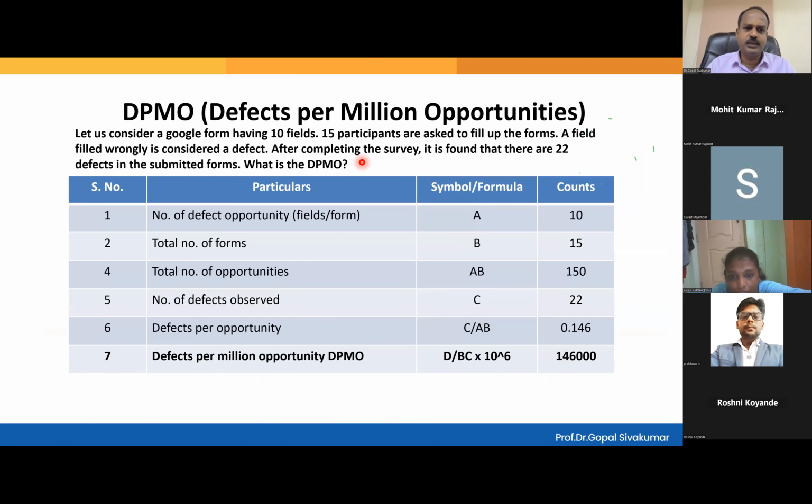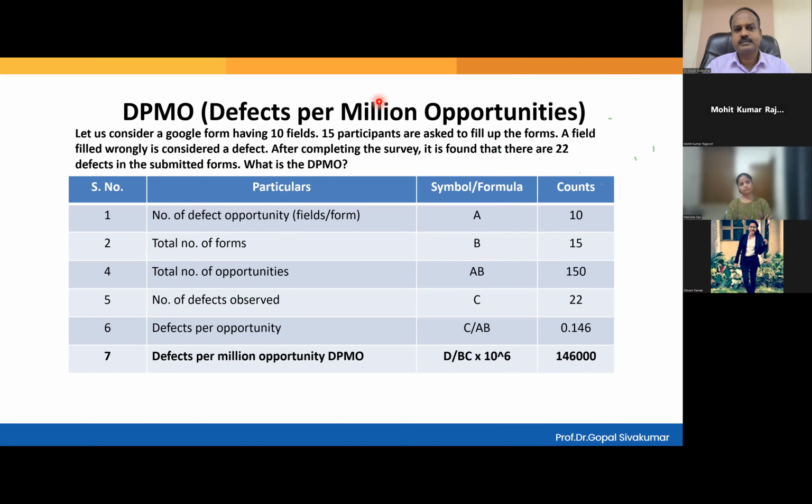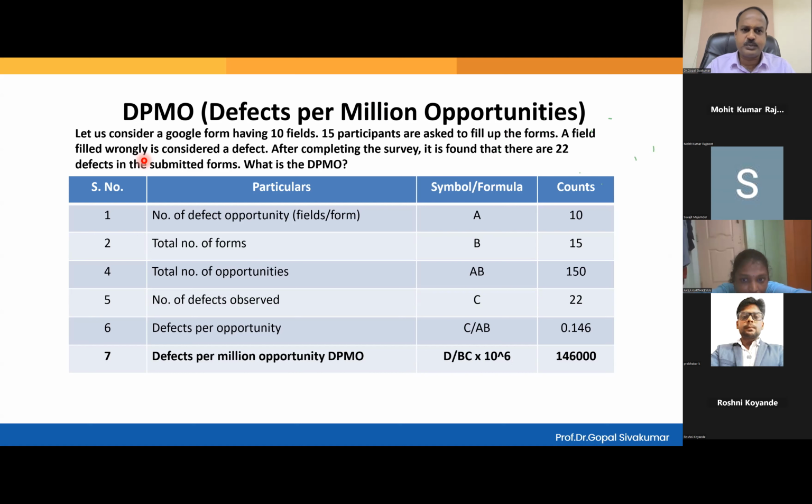Will you be able to use it? Yes, sir. In order to calculate the rolled throughput yield, you must have the first pass yield at every stage.